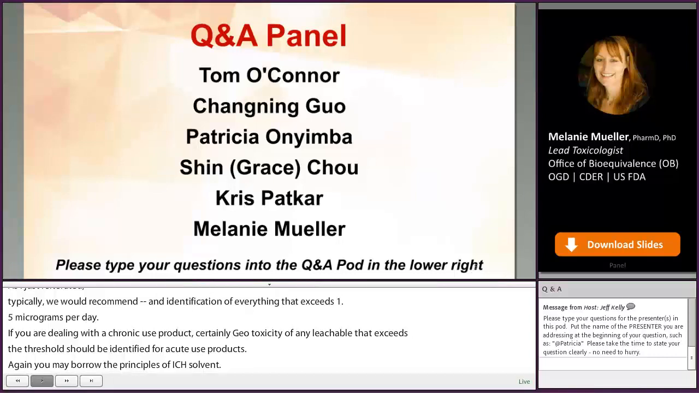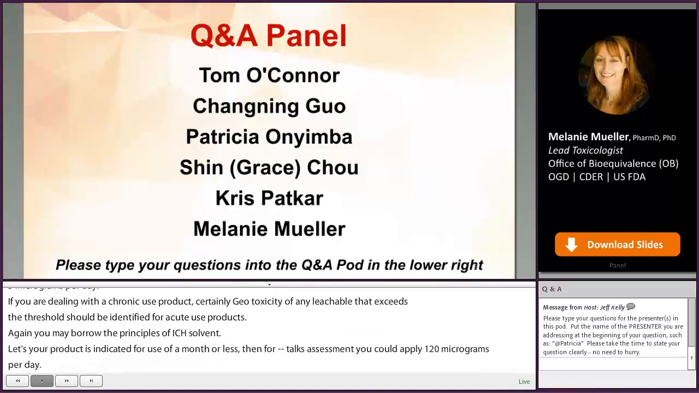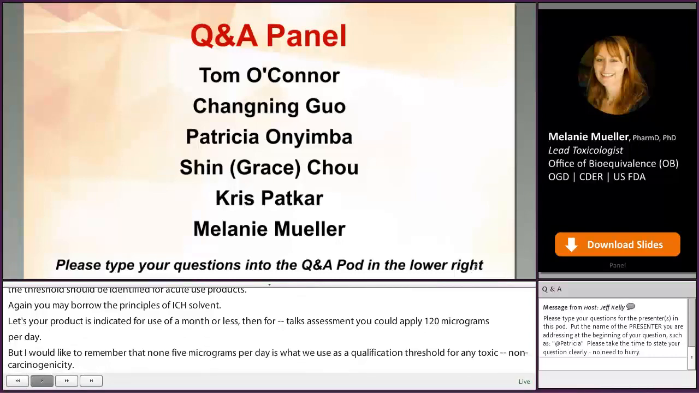However, I'd like to remember that 5 micrograms per day is what we use as a qualification threshold for any toxic endpoints that are non-carcinogenicity. In terms of liquid versus lyophilized, I think we would apply the same thresholds. I hope that answers your question. Thank you.